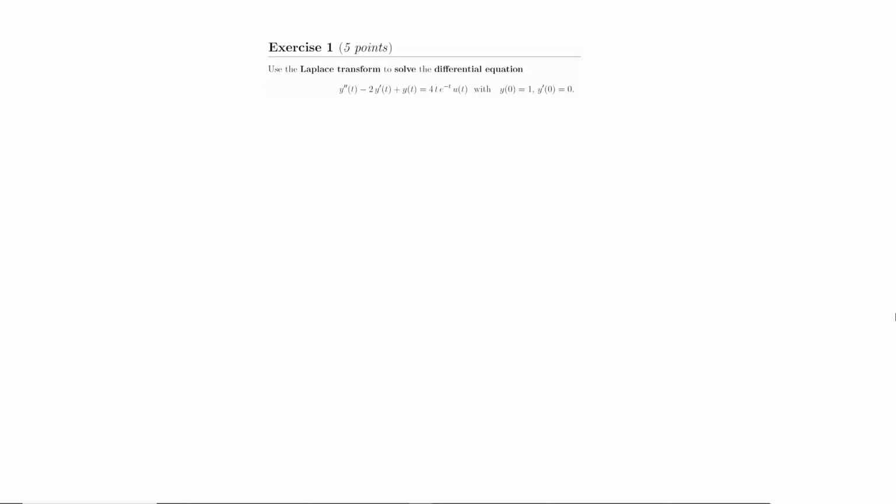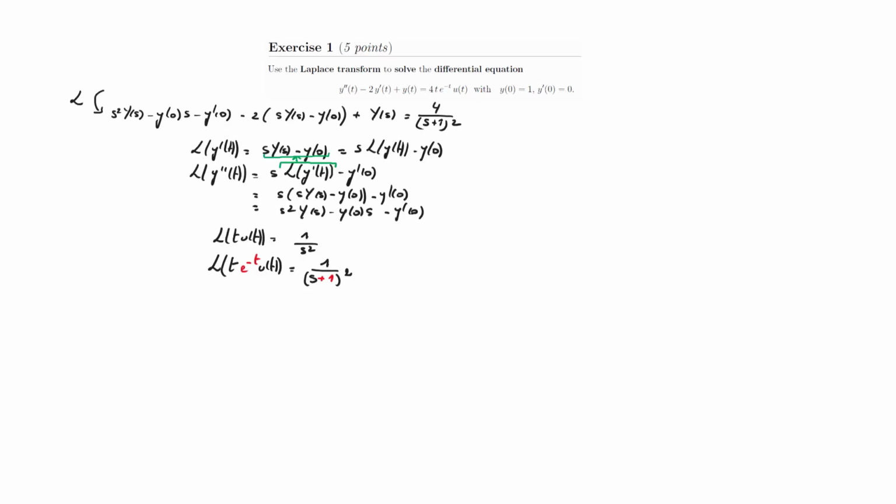Without further ado, let us have a look at exercise 1, where you have to solve the following differential equation using the Laplace transform. If you're preparing your exam, push the pause button and try to do this by yourself. Well, in order to solve this problem or this differential equation, we need to go to the Laplace transform. This is what we do over here.